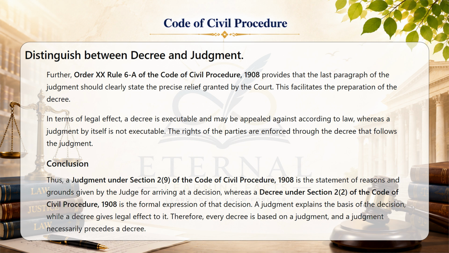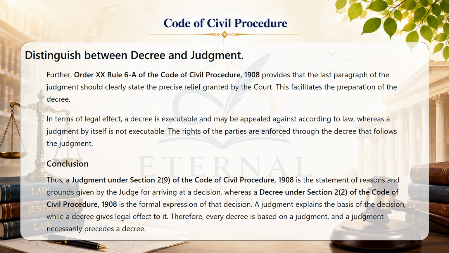Further, Order 20, Rule 6A of the CPC 1908 provides that the last paragraph of the judgment should clearly state the precise relief granted by the court. This facilitates the preparation of the decree. In terms of legal effect, a decree is executable and may be appealed against according to law, whereas a judgment by itself is not executable. The rights of the parties are enforced through the decree that follows the judgment.